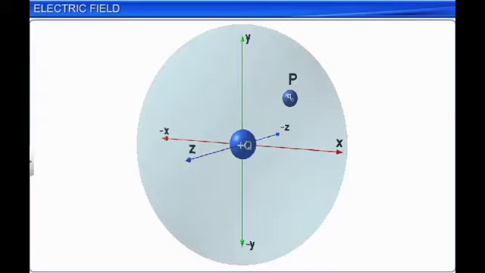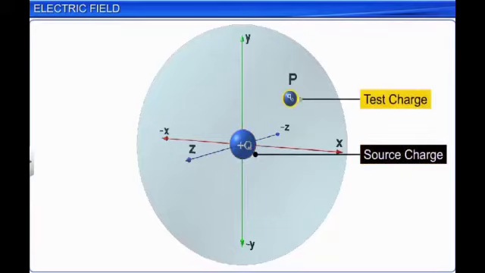An electric field is a region in which the influence of a charge is felt. Since charge Q produces this electric field, this charge is called the source charge. Charge Q0 is called a test charge, as it is used to study the effect of the electric field created by charge Q.